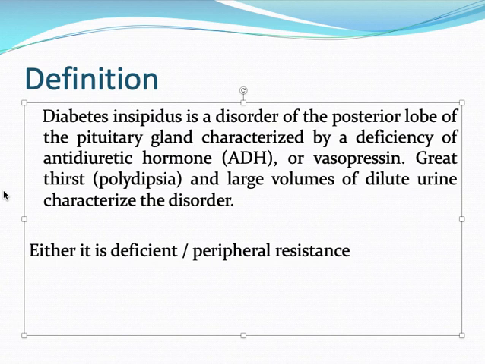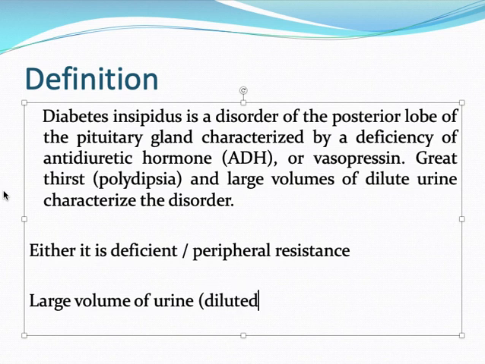So there will be diuresis, because it is anti-diuretic hormone. The kidneys will keep on forming more and more, or you can say a large volume of urine. There will be a large volume of urine, which is basically diluted. Okay, a diluted large volume of urine.